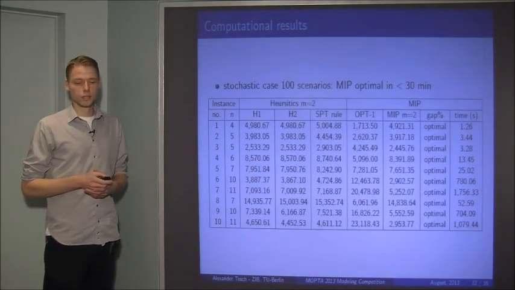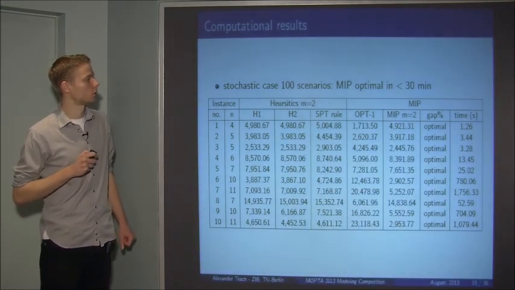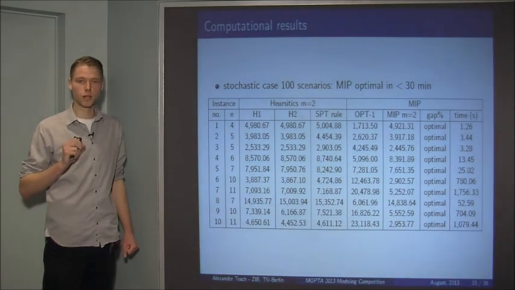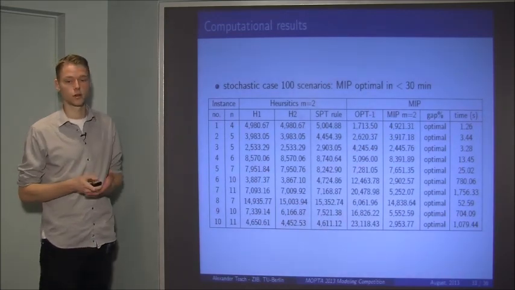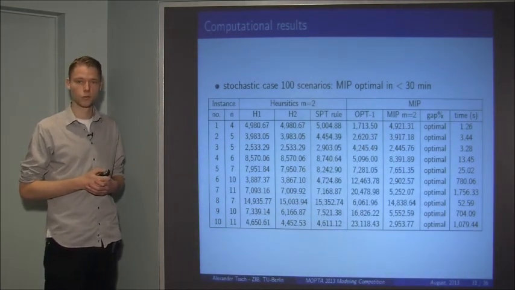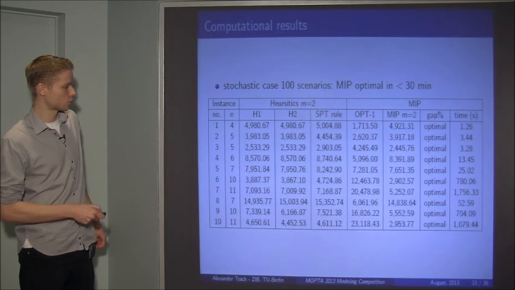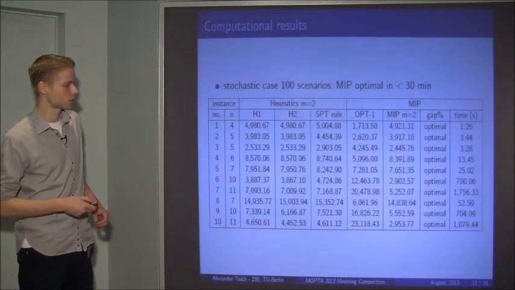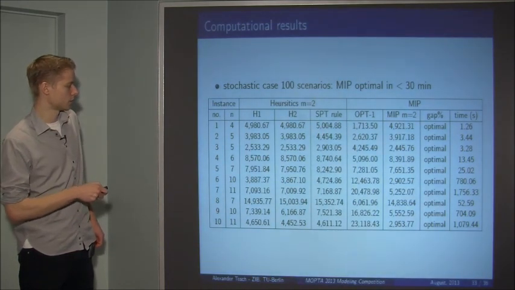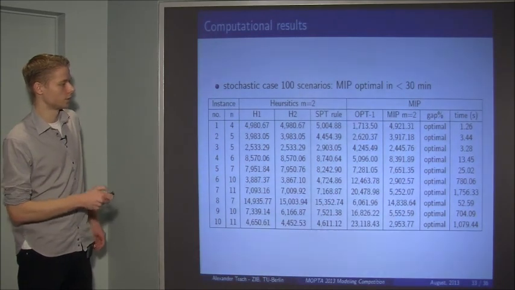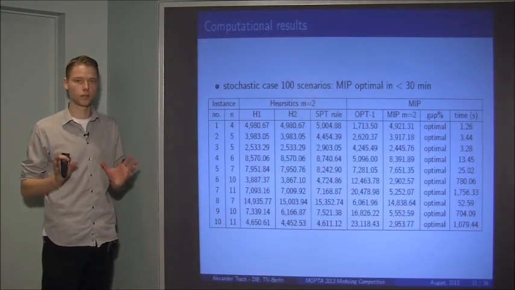And now, the main result is the stochastic case, which I computed for 100 scenarios. And it was surprising that this is optimally solvable for all instances in not more than 30 minutes. And this is very good, actually. As we can see here, just two of those instances were pretty hard, whereas the other ones with 7 or 6 jobs were solvable in some seconds. And so this model is very, very fast.